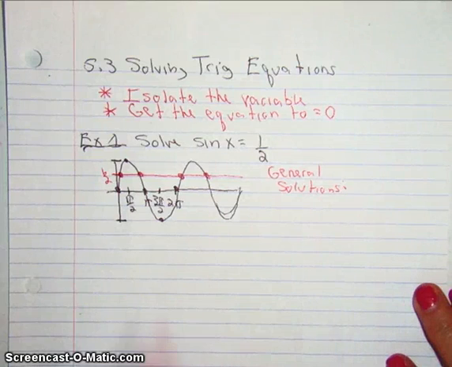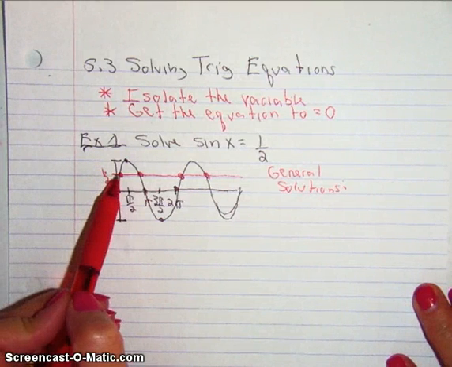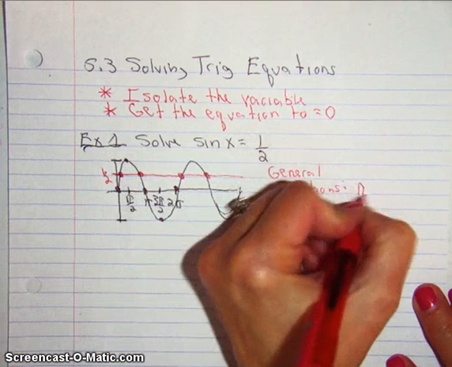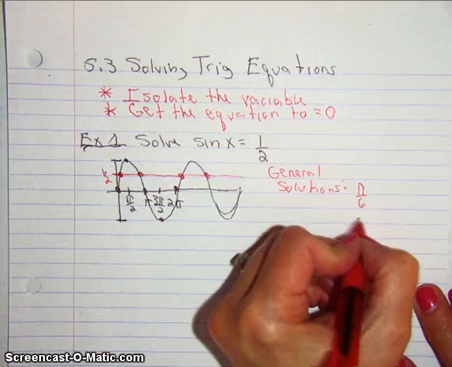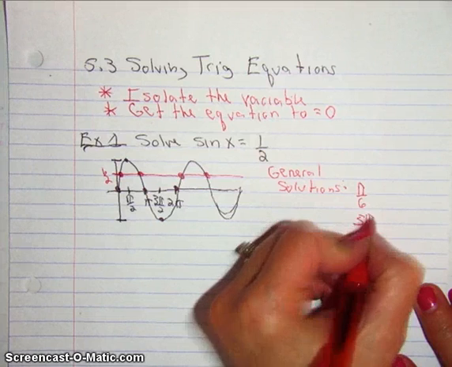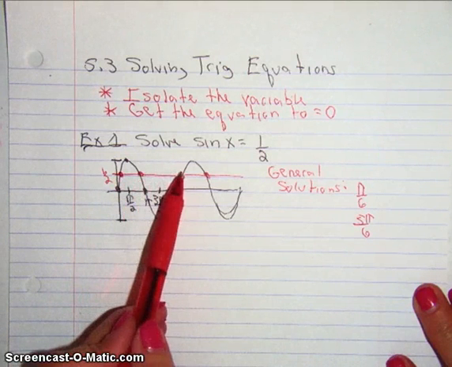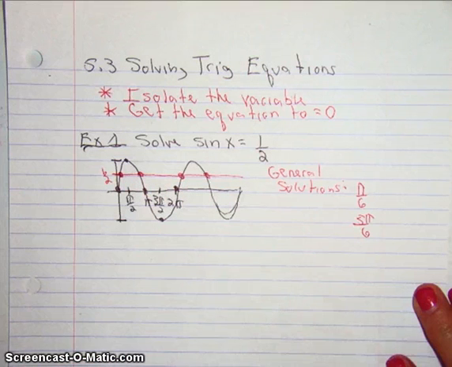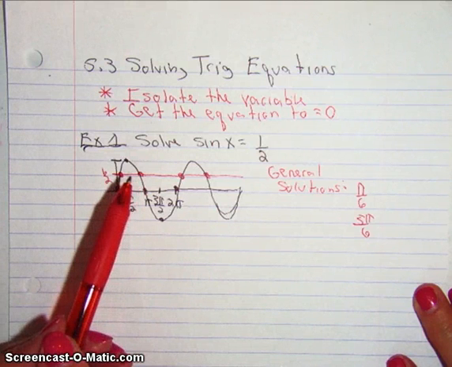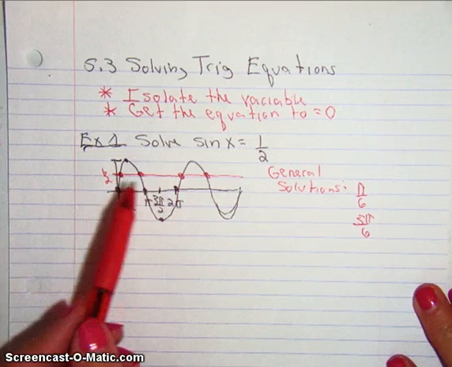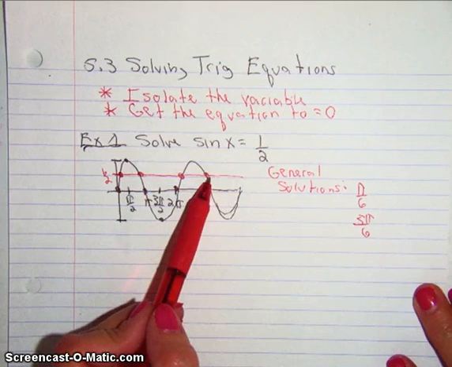Okay. So we found that these two solutions were at pi over 6 and 5 pi over 6. Do those solutions repeat themselves? Yeah, how often do you think they repeat themselves? Well, how often does the sine curve repeat itself? Every 2 pi. So won't you get a new set every 2 pi?